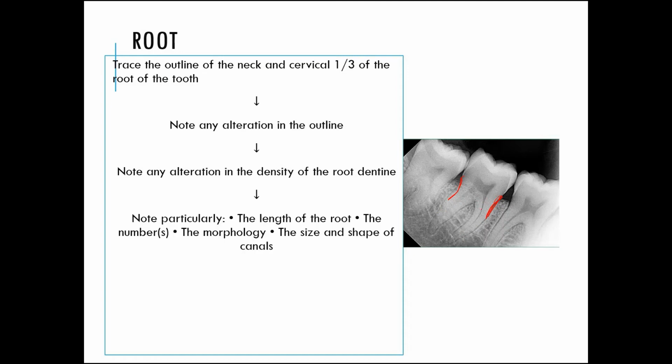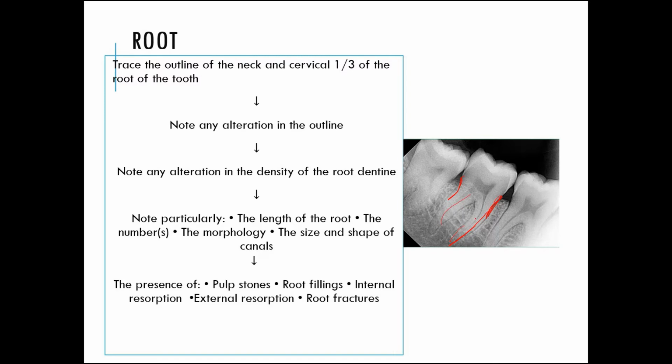Next, note down the length of the root, whether it has adequate length, how many roots are present, their morphology, and the size and shape of the canal. Next, check for the presence of pulp stones within the pulp canal, root filling as you see in endodontically treated teeth, internal resorption, external resorption and root fracture, a radiolucent line between the fragments suggestive of fracture.